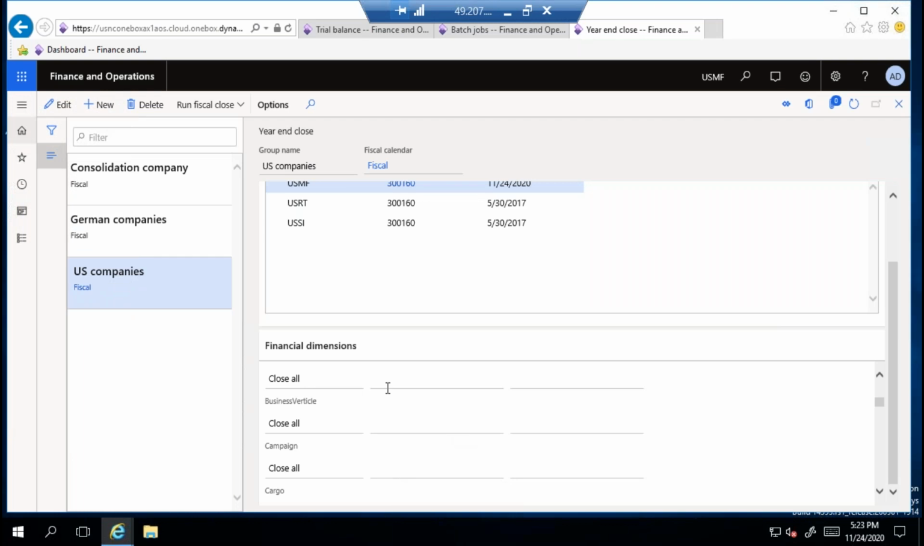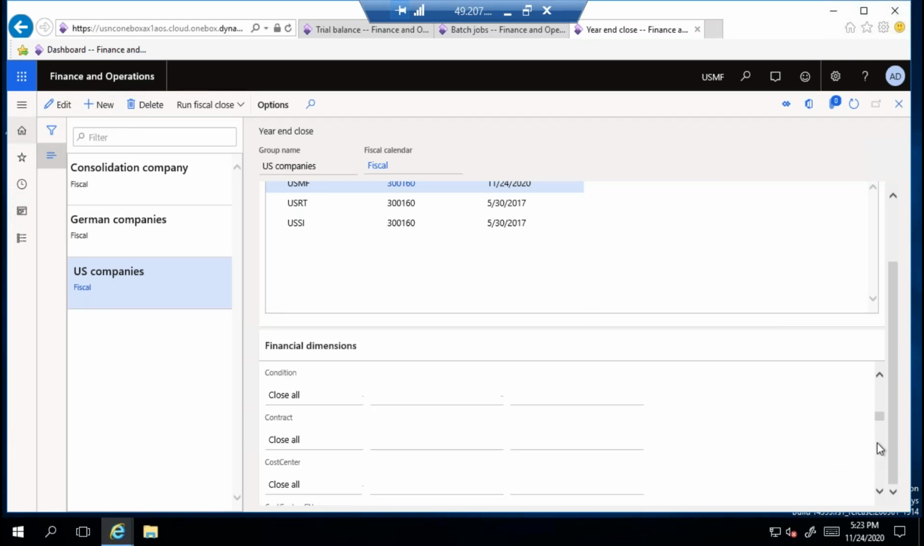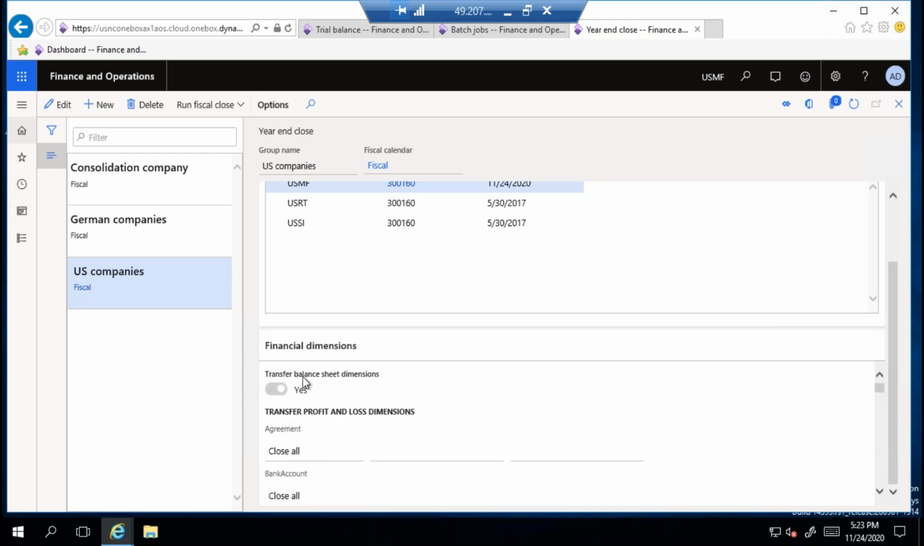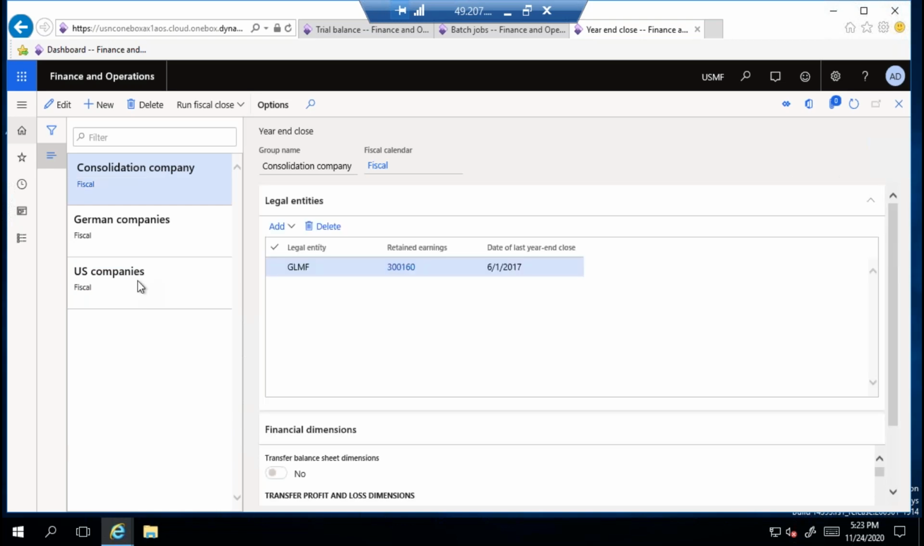It should be transferred to the next year. So business unit wise or department wise balances should be transferred to the next year. That is here. So the best practice always is to take yes for transfer balance sheet dimensions. In this it was not selected, it was selected as no. This is not the best practice, I'm telling you. In a real time scenario, always you need to select yes. Financial dimension wise balances will be transferred to the next year.